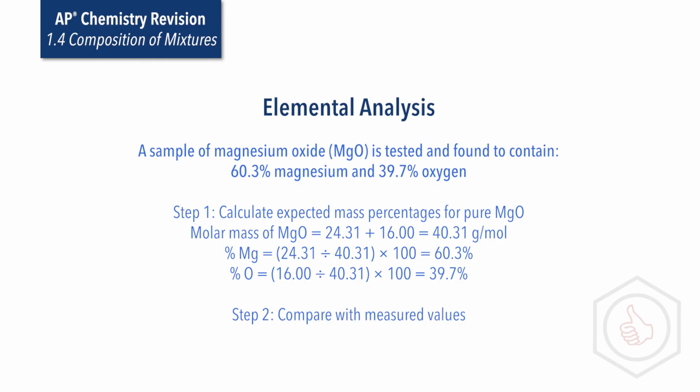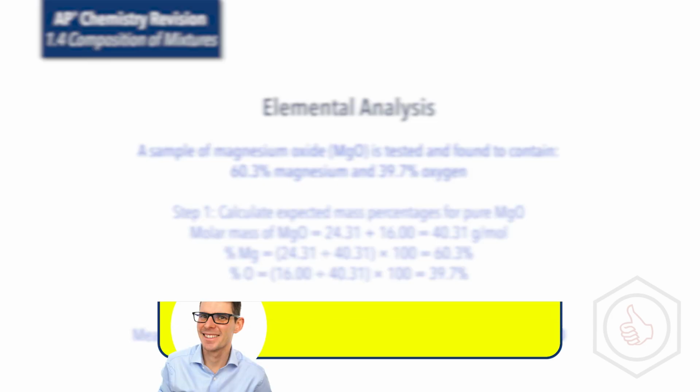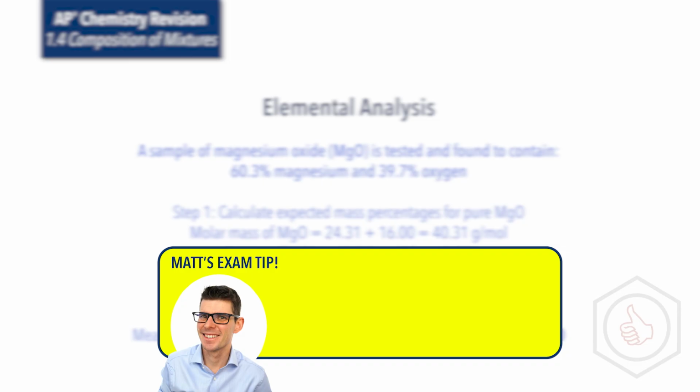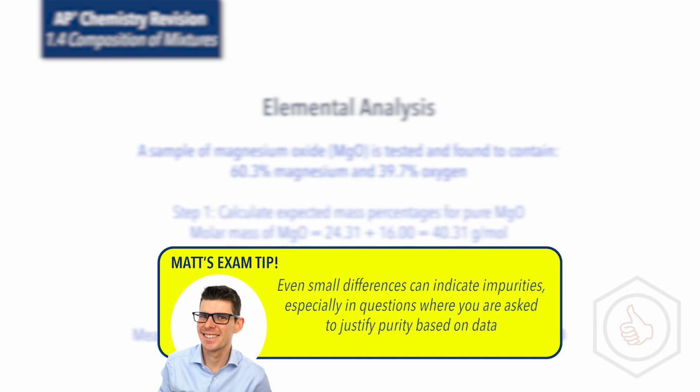Here, these calculated values match the tested values, so therefore the sample of magnesium oxide can be described as pure. Exam tip here, don't assume all measured compositions are accurate. Even small differences can indicate impurities, so be especially careful in questions where you're asked to justify purity based on given data.